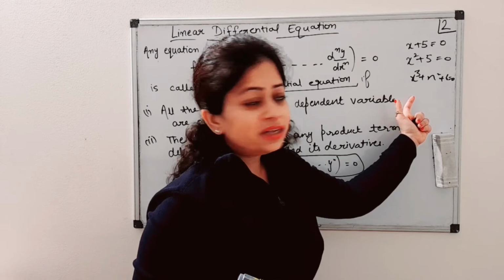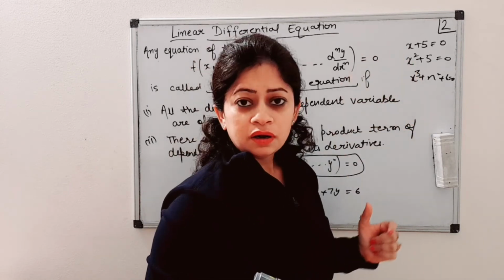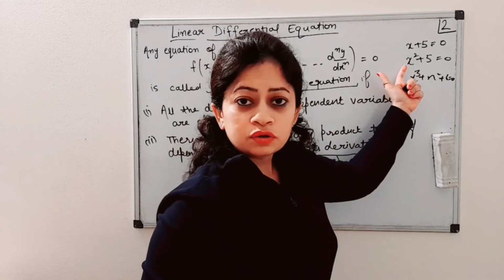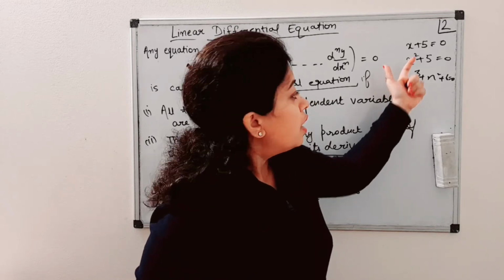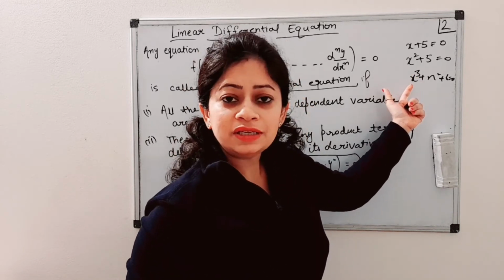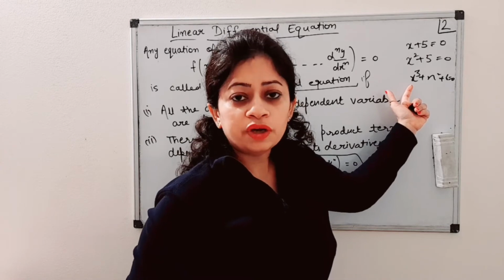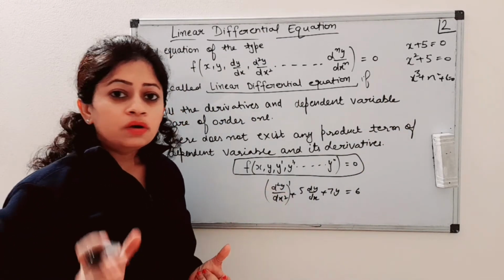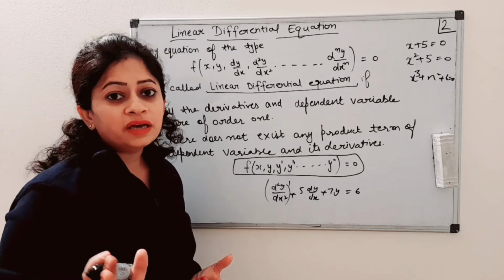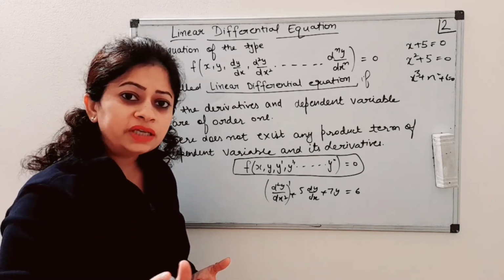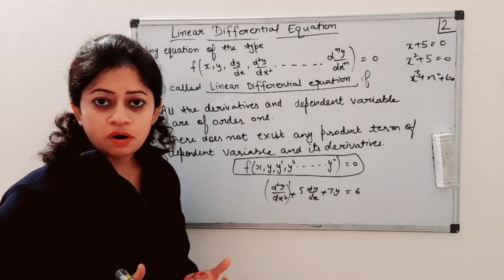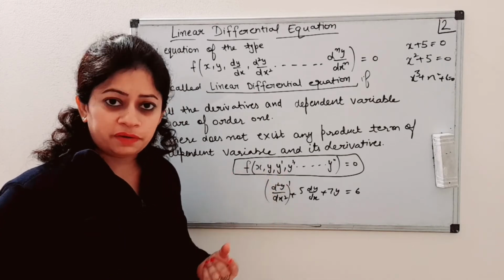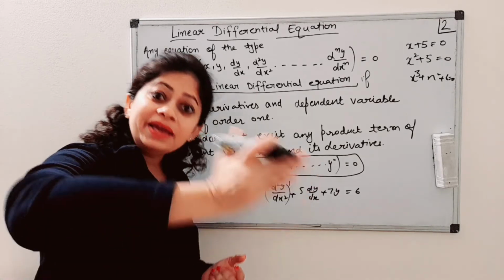How do we classify them? On the basis of power. Highest power is 2 here, so we will say this is quadratic equation. Highest power is 3 here, we will say this is cubic equation. But when we study differential equations, we cannot classify them just on the basis of the highest power of highest derivative.